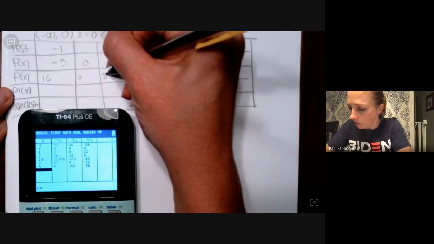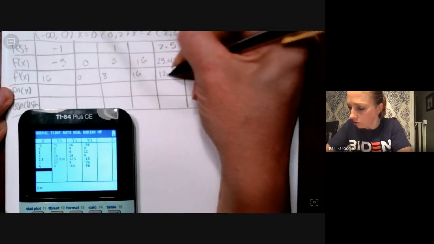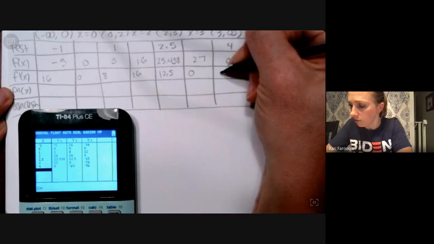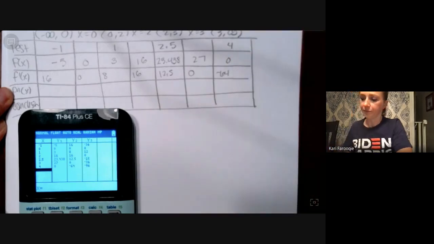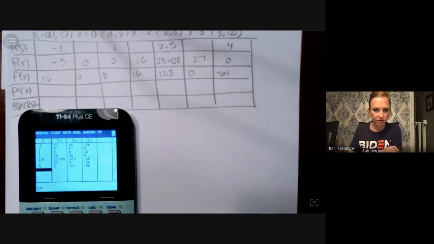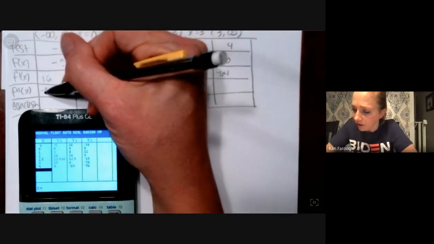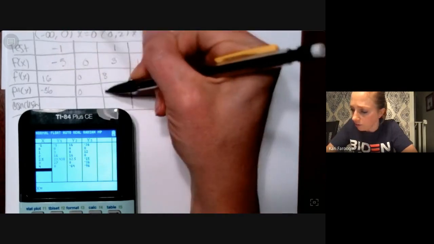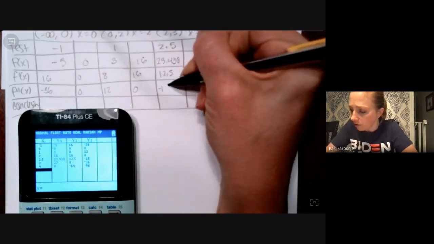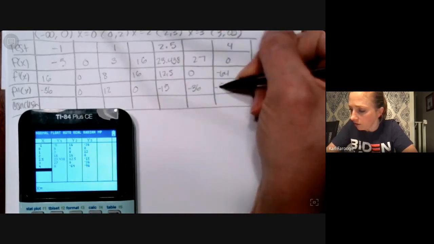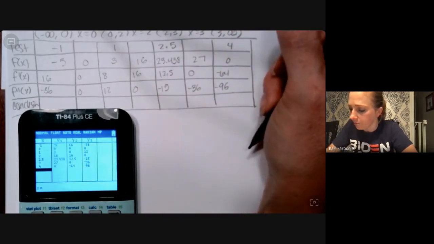16, 0, 8, 16, 12.5, 0, -64. I'm double checking as I go through because if one of these numbers is wrong, everything's going to be based off that and my graph is going to look very odd and something's going to be wrong and I'm not going to know what it is. Y sub 3: -36, 0, 12, 0, -15, -36, -96.